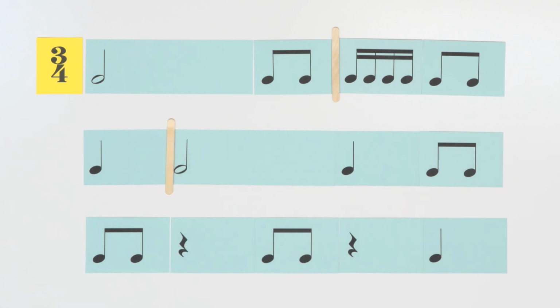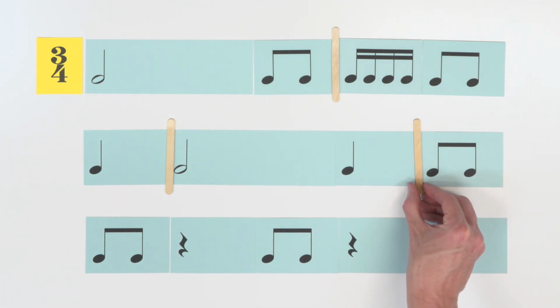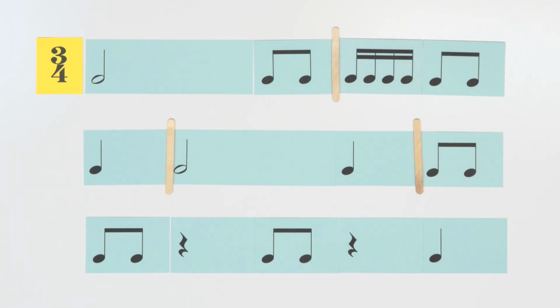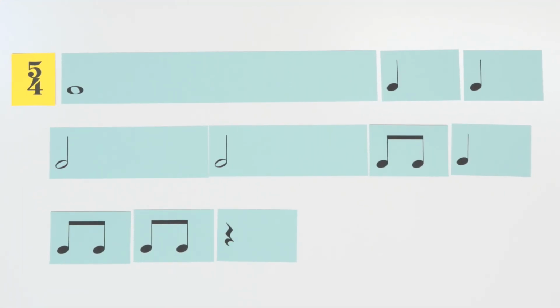Now, can you point to where the next bar line goes? If you're pointing here, you're correct. Now, can you point to where the next bar line goes? If you're pointing here, you're correct. And where should the last bar line go? If you're pointing here, you're correct. And since this is the end of our rhythm, we would want a double bar line. Great, let's try another.